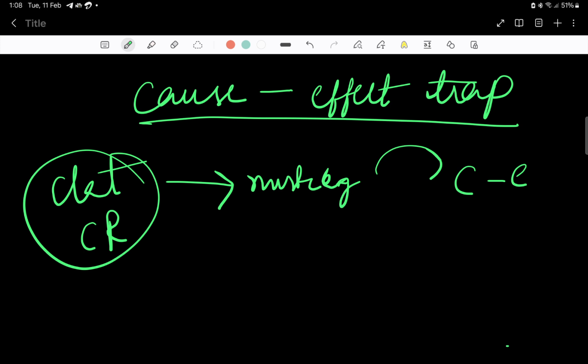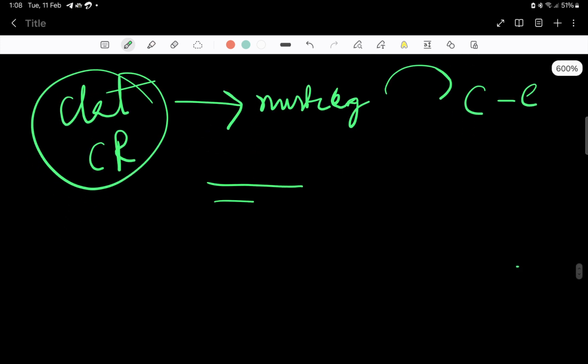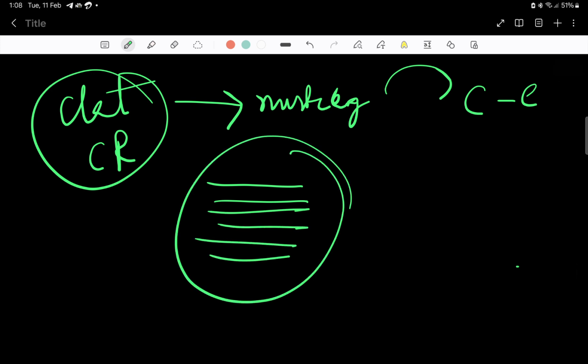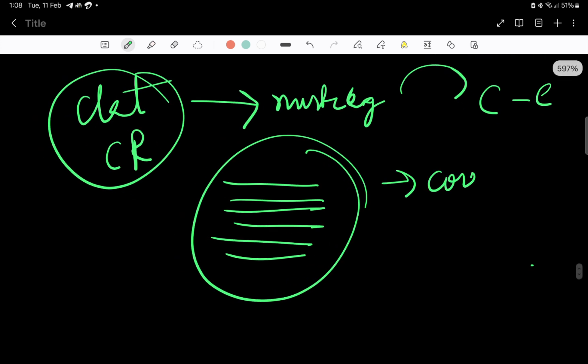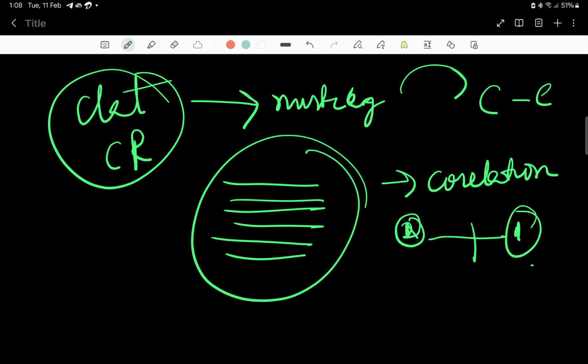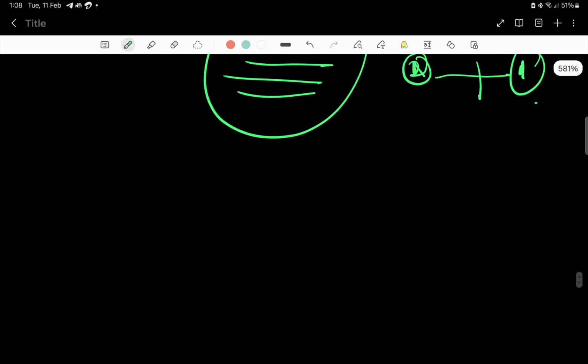The cause and effect trap happens when the passage shows you a correlation, when two things occur together, but the answer wrongly assumes one causes the other. So the CLAT exam tricks students into picking an answer that oversimplifies the complex relationship. Why is this so dangerous?